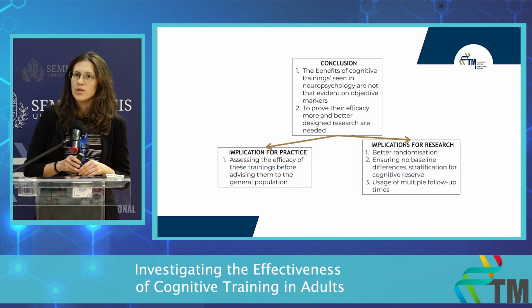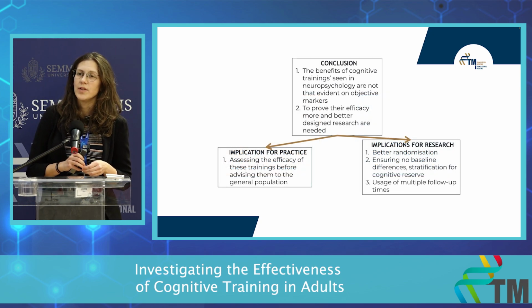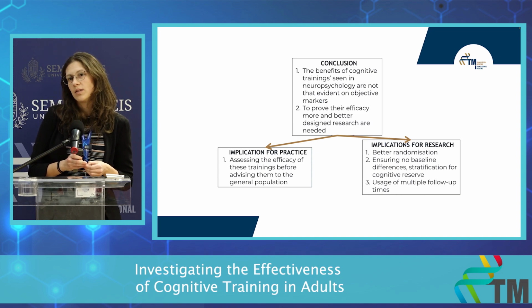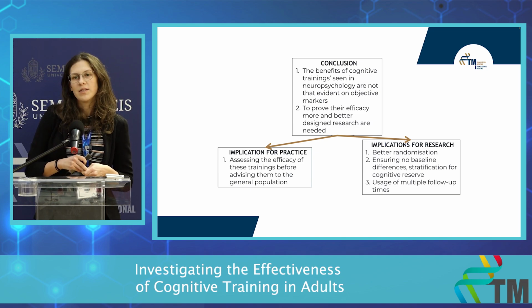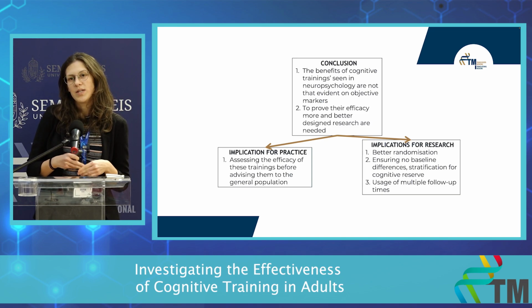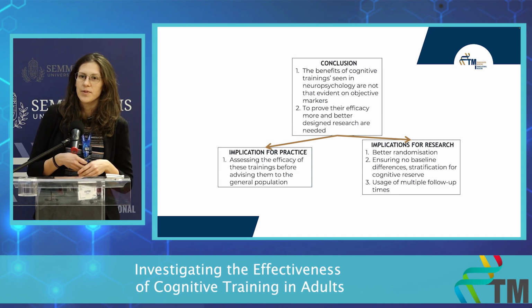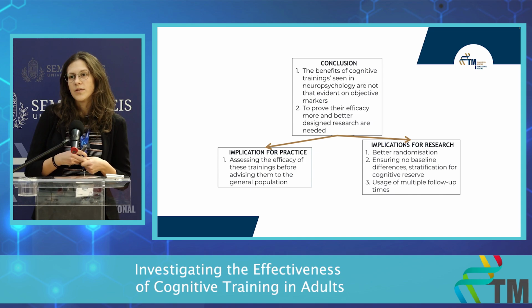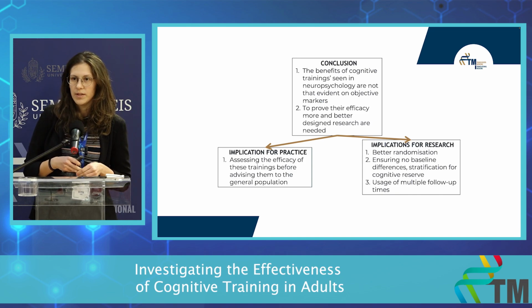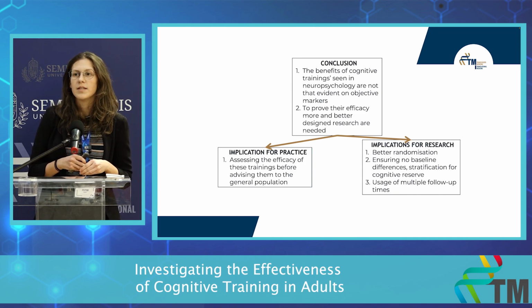So to conclude, the benefits of cognitive training seen in neuropsychological outcomes are not that evident on objective markers, and to prove their efficacy, more and better designed research is needed. Implication for practice would be to assess their efficacy first before advising them as a preventive method. And our implications for research are ensuring better randomizations, no baseline differences, stratification for cognitive reserve, and usage of multiple follow-up times.